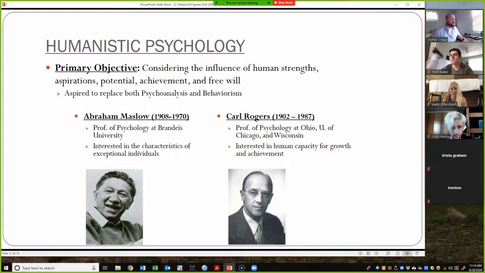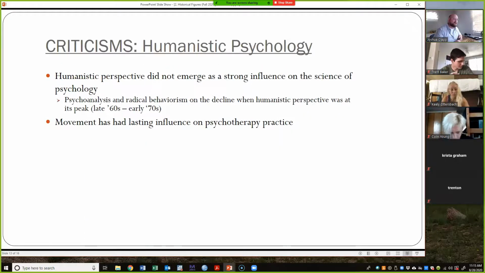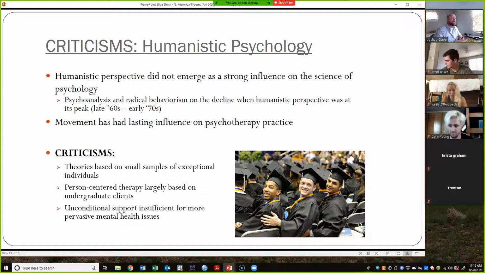Our humanists said this is garbage. What about free will? What about aspirations? What about the stuff that makes people amazing and excel, this drive to succeed, human spirit type of stuff? And so that's the reaction that came up and started to drive some of the humanistic movement. But again, like all our other movements, it has some strengths and weaknesses in terms of the research and the application of some of this stuff.